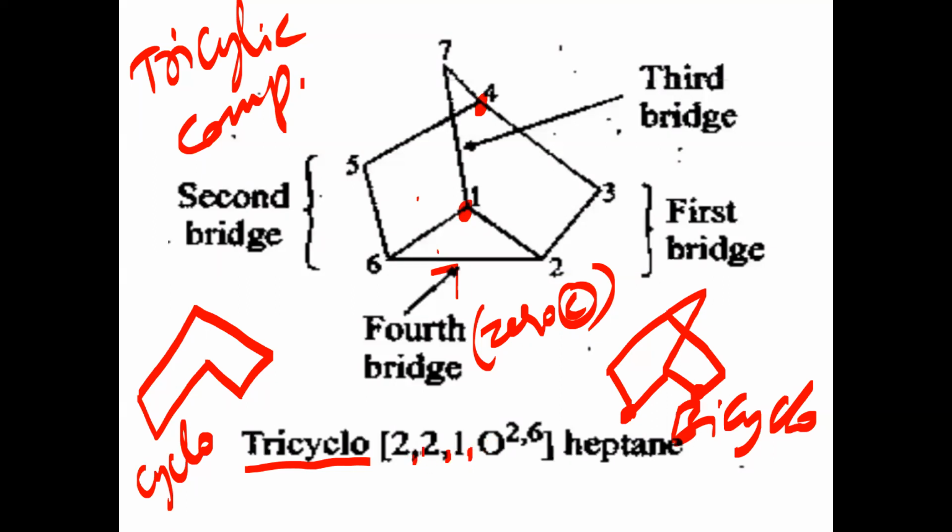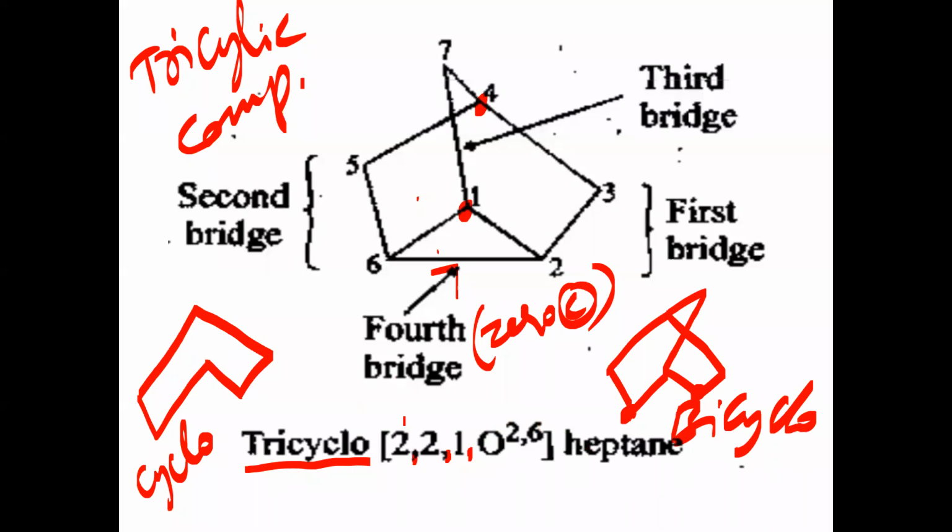Like bicyclo, we have to give descending order. Remember, in spiro compounds we wrote ascending order, but in bicyclo compounds it is descending order of the number of carbon atoms in the bridge. Here also we write descending order only: 2.2.1.0. The 0th bridge, that is the fourth bridge, is connecting the second atom and sixth atom. That's why we write tricyclo[2.2.1.0²,⁶]heptane.